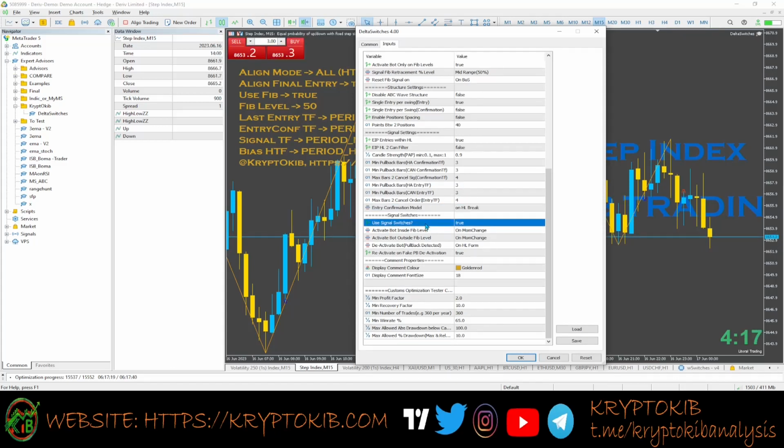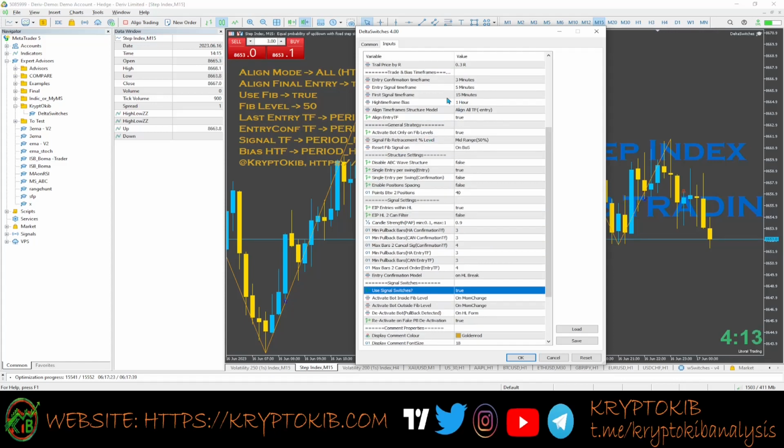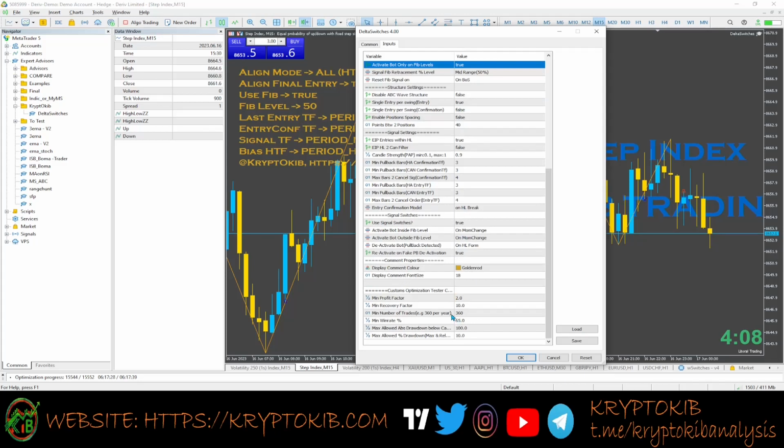And here is very, very complicated. It's not that complicated. It works with the signal time frame. That is why I said signal time frame. It works with fib and it works with the switch. So if you have this switch as true, then all of this will be used. So you have to select or backtest which is best.